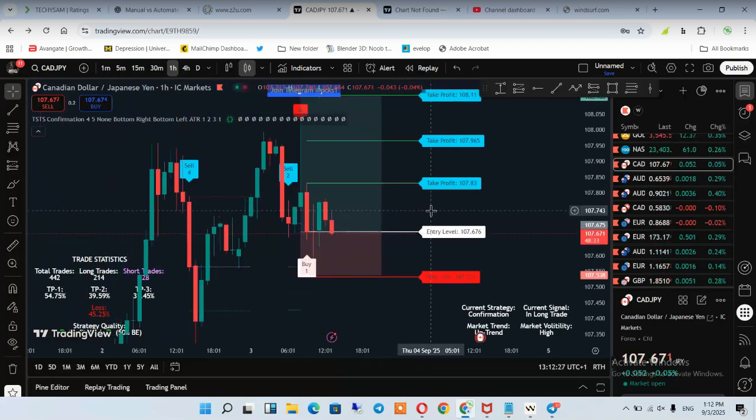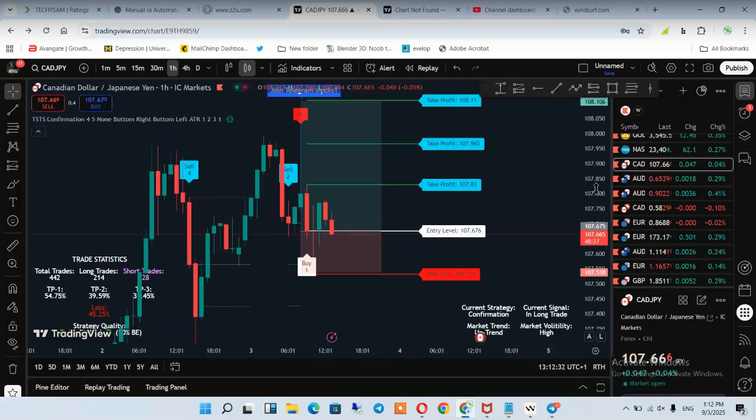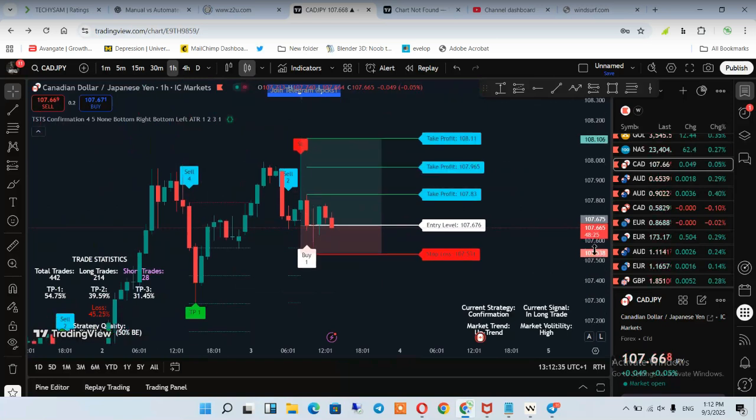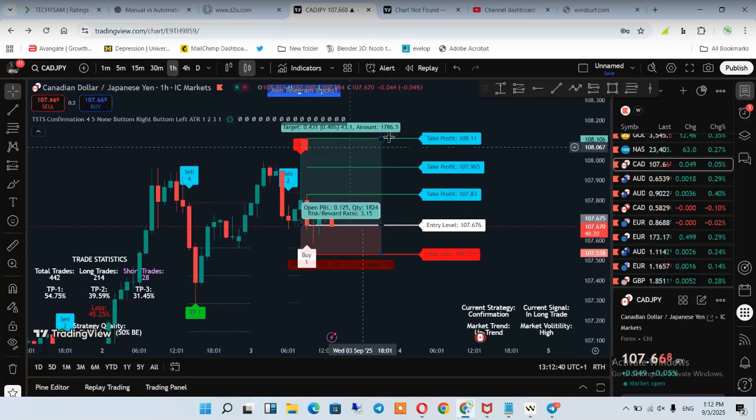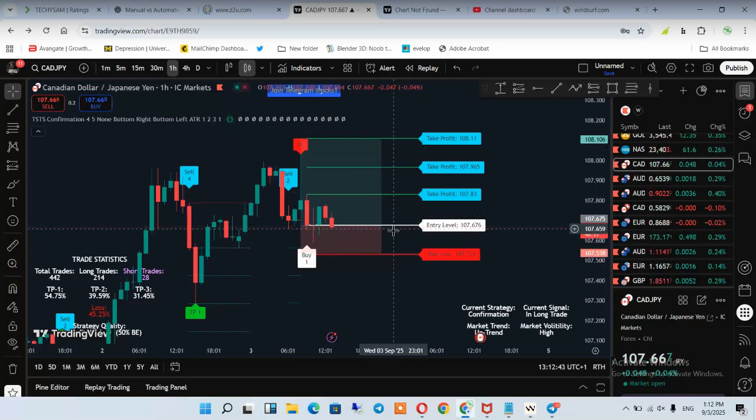I could call it experts, but I don't even know what to call it yet. It's a very good system, and it gives you entry, stop losses, and take profit levels. I won't be going into the detail, but what we'll do together is look at how it works.